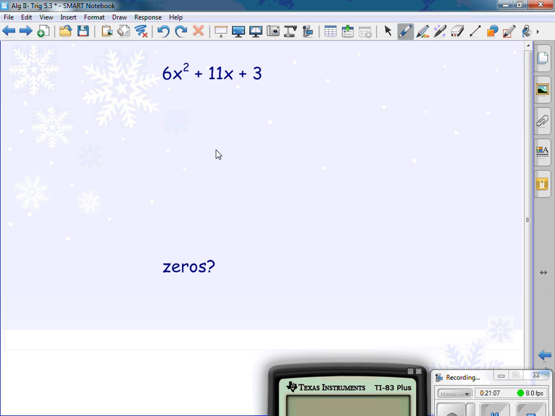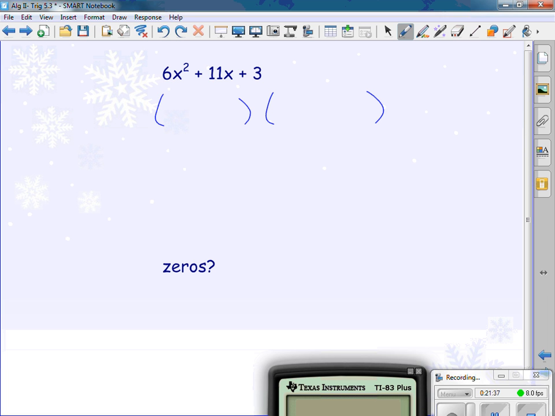Now I have this problem. 6x squared plus 11x plus 3. I don't want you to start on this one. I just want you to write it down first. What do you notice? There's a 6 out front. This is when the problems get a little bit more difficult.